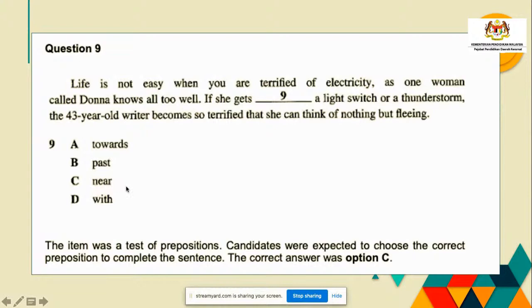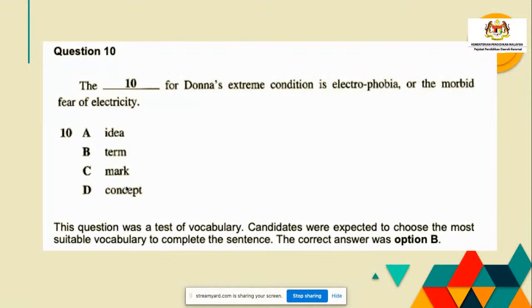Okay, so number 10. Okay, saya kena laju sikit sebab ni baru section A. Kita ada banyak lagi section lain kan? Okay, number 10. The blank for Donna's extreme condition is electrophobia. Apa maksud electrophobia? Okay, phobia ialah ketakutan kan, electro ialah electric. Jadi dia sangat takut kepada electric. Okay, the blank for donor's extreme condition is electrophobia. So dia kata nama penyakit donor ni adalah electrophobia or the morbid fear of electricity.